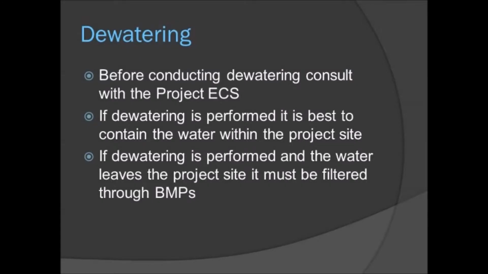Dewatering is typically used when removing groundwater from an excavation and is sometimes referred to as non-storm water discharge. Anytime this takes place, a permit must be in place. The permit enables the Department of Environmental Quality to monitor the water quality as the water leaves the project through tests that are submitted to DEQ. With this being the case, containing the water on site is the best way to handle non-storm water discharge. If the water cannot be contained on site, it must be filtered through BMPs in order to ensure proper water quality before it leaves the project site.